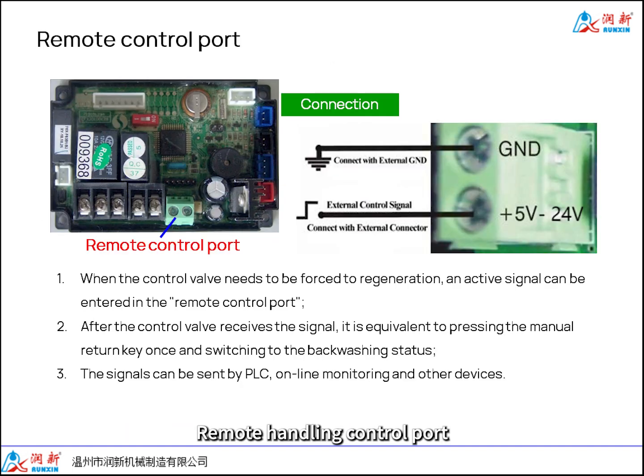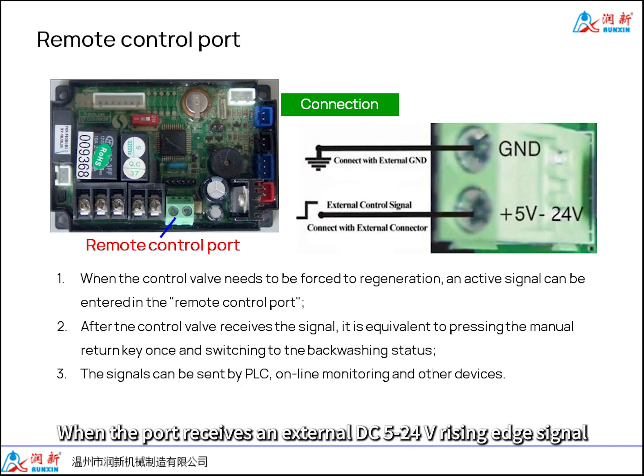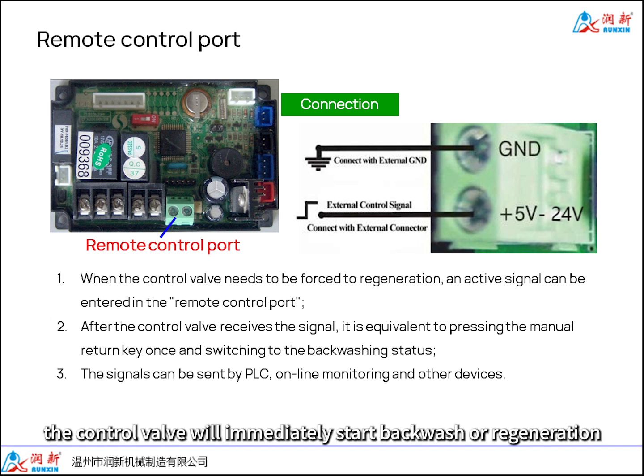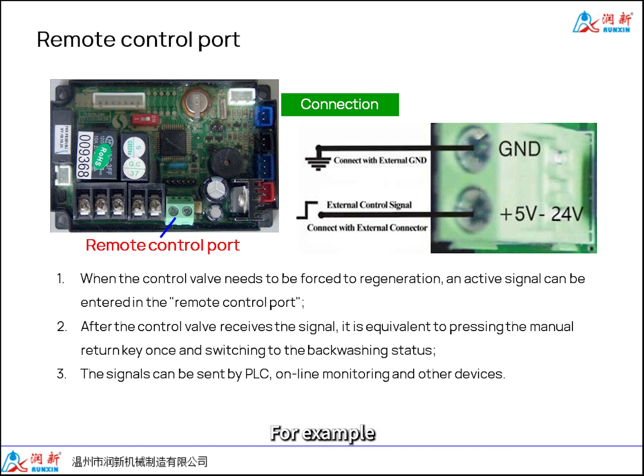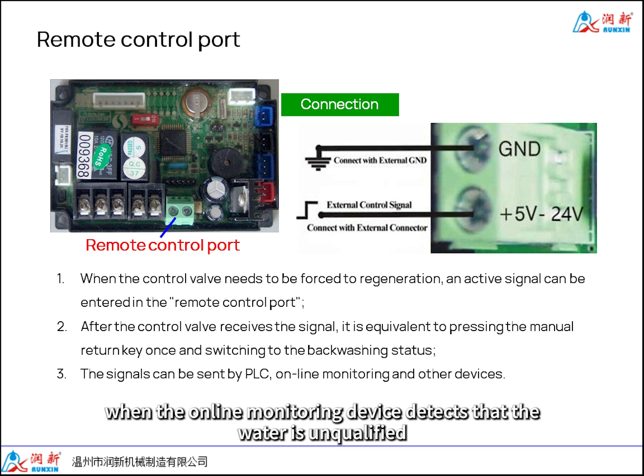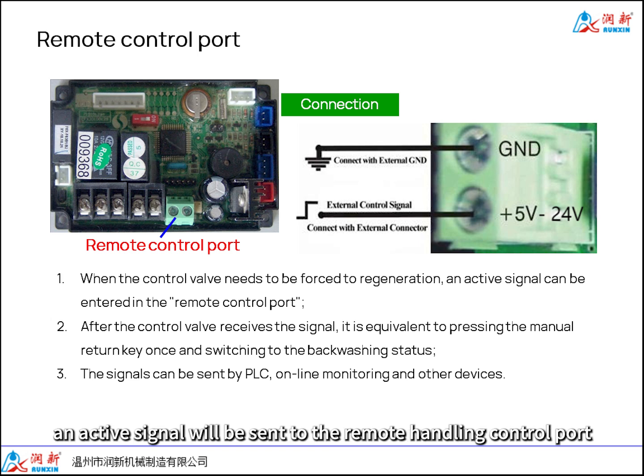Remote handling control port. When the port receives an external DC 5 to 24 volts rising edge signal, the control valve will immediately start backwash or regeneration. For example, in the online monitoring automatic control system, when the online monitoring device detects that the water is unqualified, an active signal will be sent to the remote handling control port, then the control valve will immediately start regeneration.